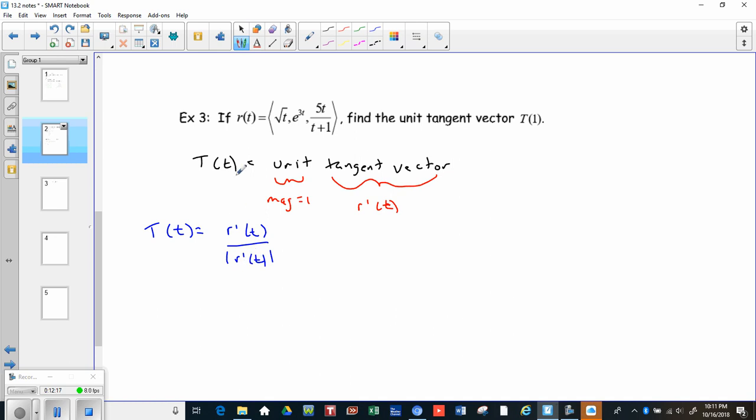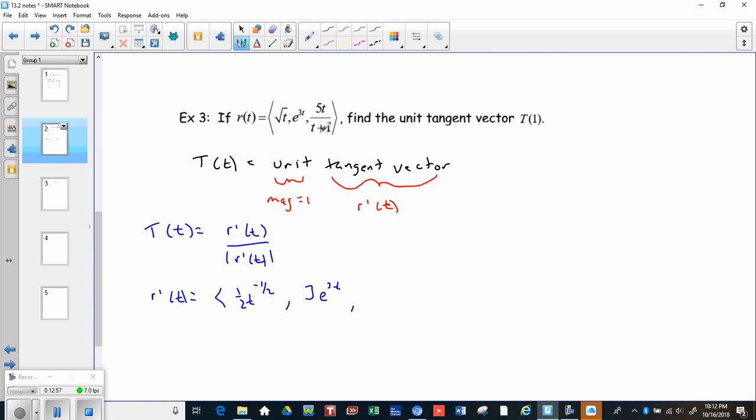So in this case, if I want to find the unit tangent vector, I need r prime of t and I need r prime of t's magnitude. So let's find r prime of t. A couple of different derivative techniques are going on here. This one's just a straight power rule. That'll be 1/2 t to the negative 1/2. The second piece is an exponential. Hopefully you remember the pattern for an exponential derivative. In this case it's e, so it makes it even easier. This is just going to be 3e to the 3t.